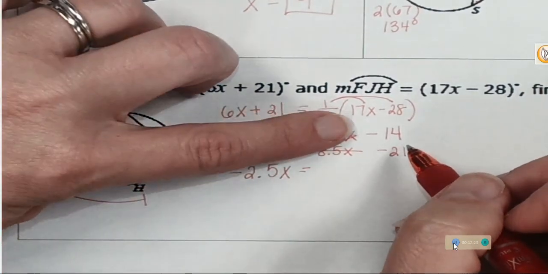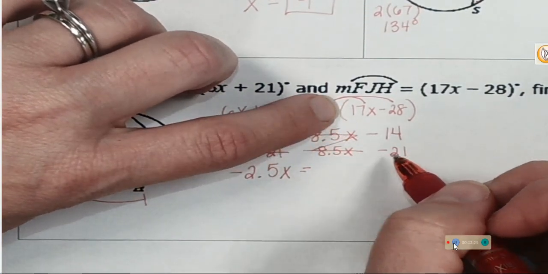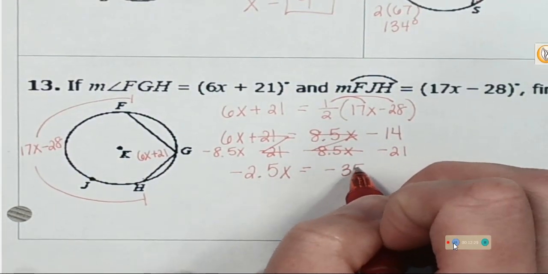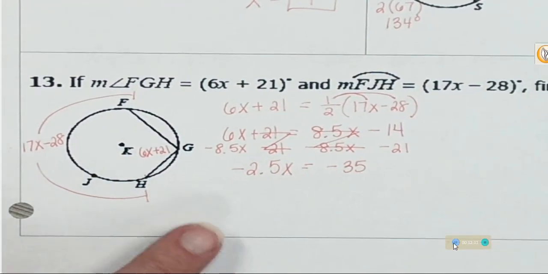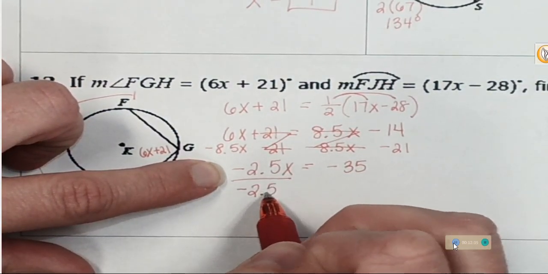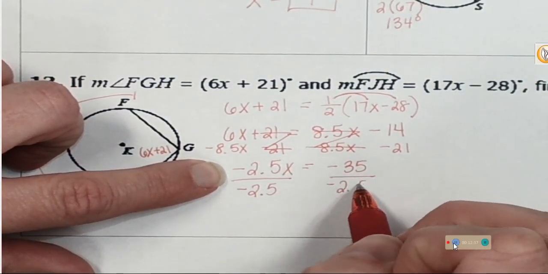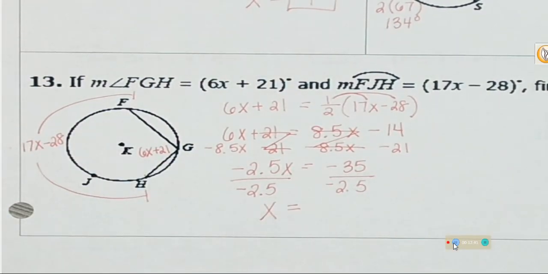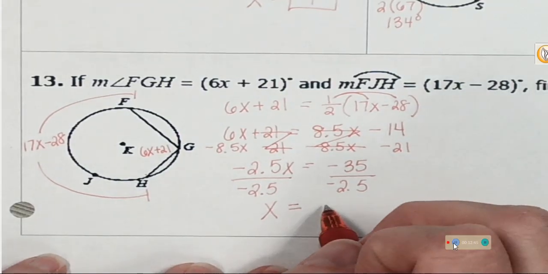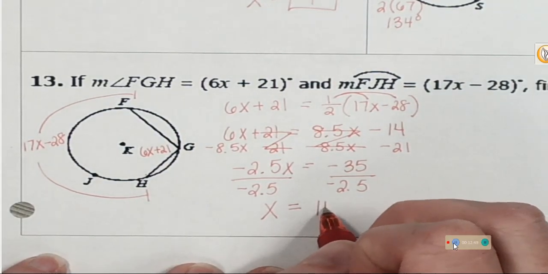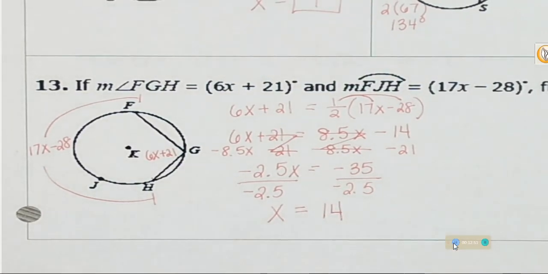And then in my calculator, I do negative 14 minus 21, and I get negative 35. X is not by itself. I'm timesing by negative 2.5, so I'm going to inverse and divide by negative 2.5. What do I get when I do negative 35 divided by negative 2.5? 14, my friend says. I trust you, verify.